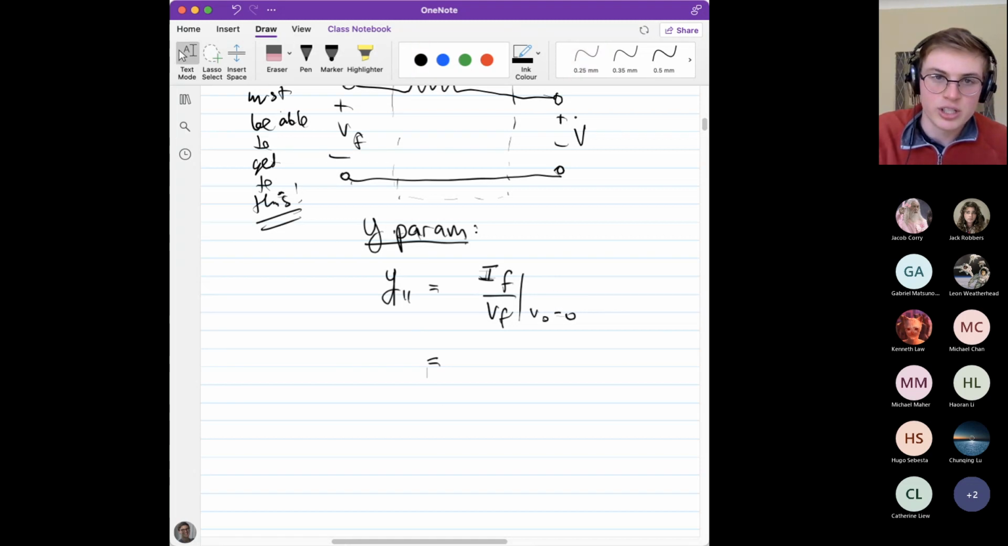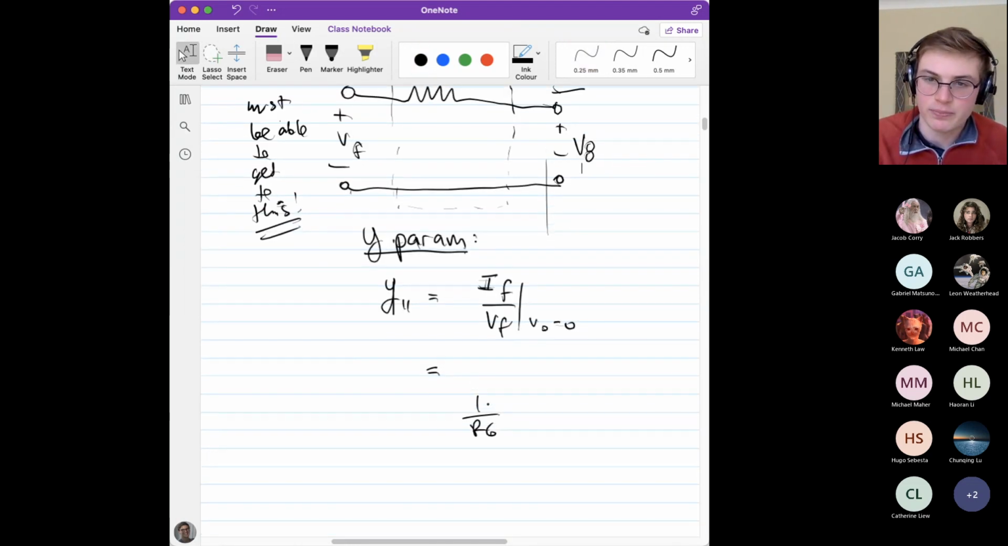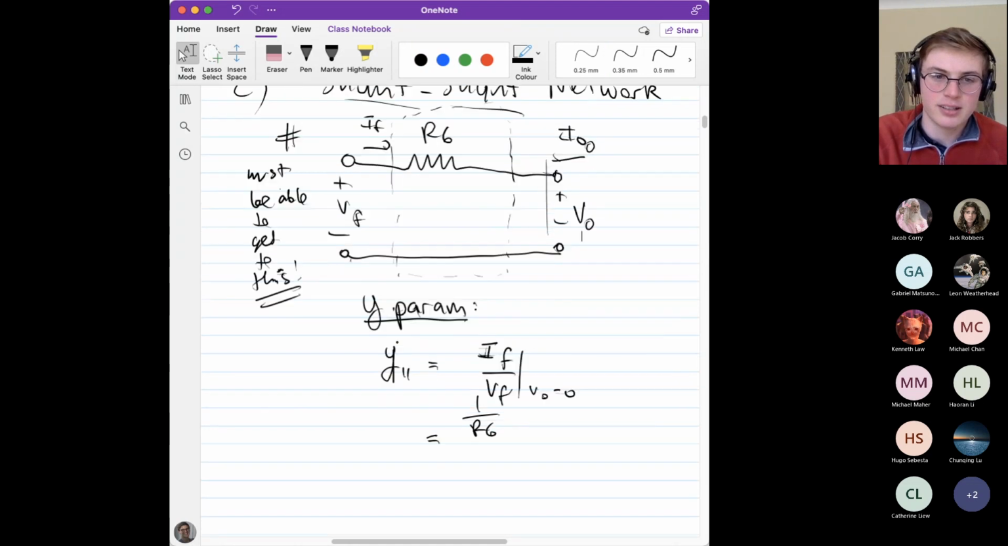Cool. So if we short circuit V0, essentially this is just 1 on the impedance. It's just going to be 1 on R6. Oh, this is sad. I don't know why OneNote's freaking out. I'm going to open it online. Just bear with. Usually have a bit more luck with that.